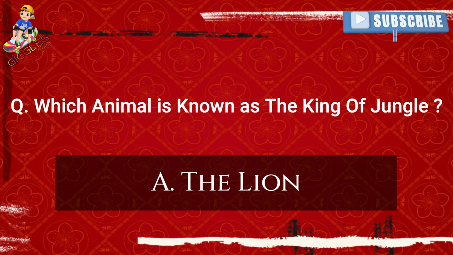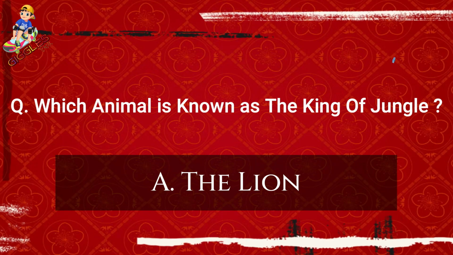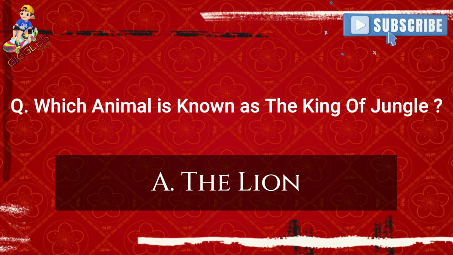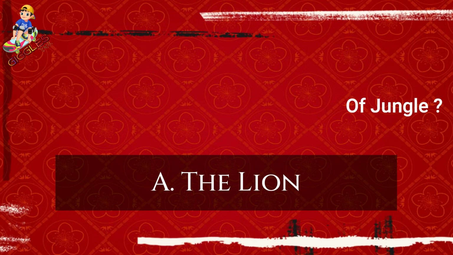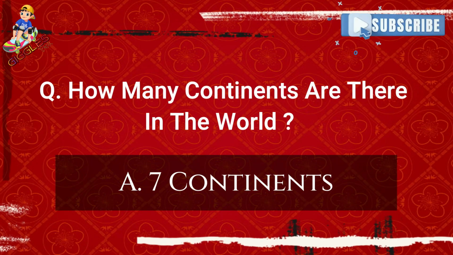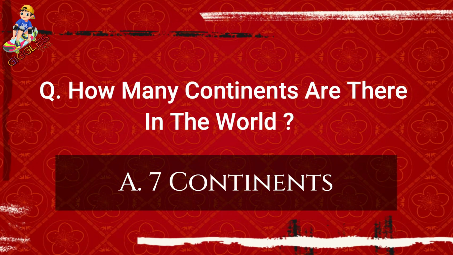Which animal is known as the king of the jungle? The lion. How many continents are there in the world? 7 continents.